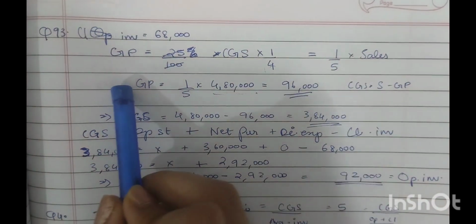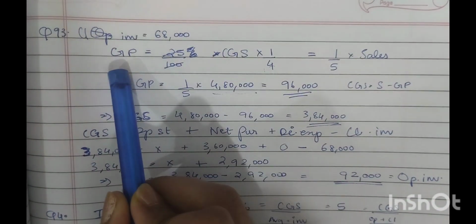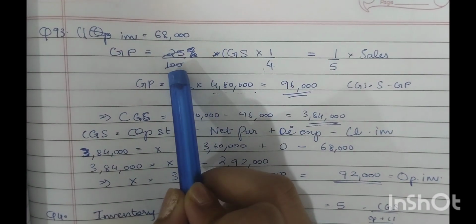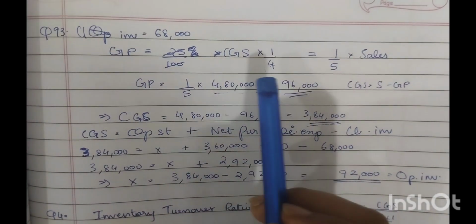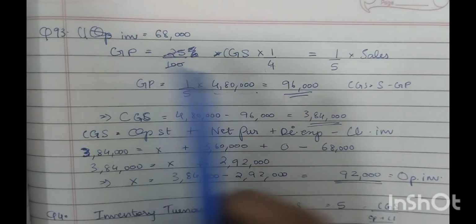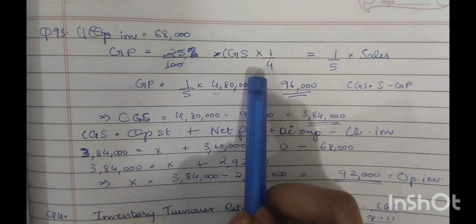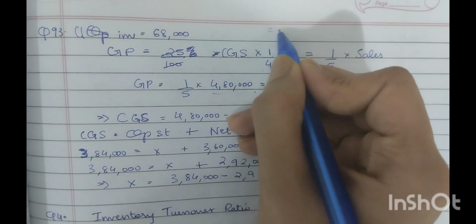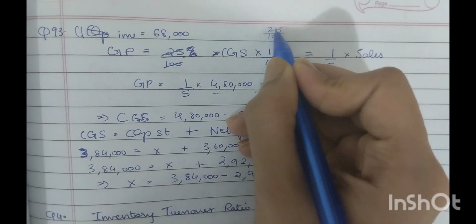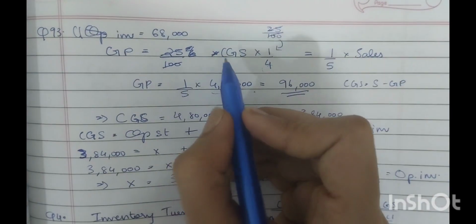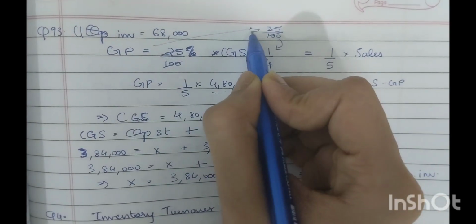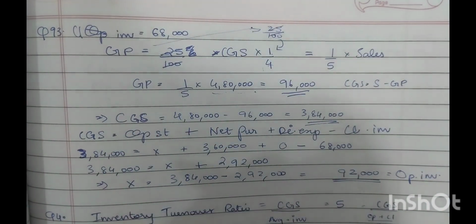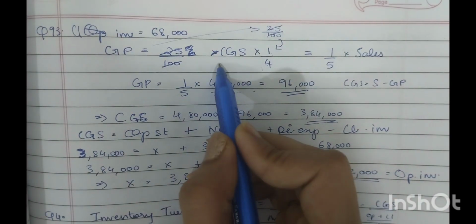So remember, we have that GP, our gross profit, or our profit, is 25%, that is 25 by 100, on cost. That is, cost is CGS. So in other words, we know that GP is equal to CGS into 1 by 4. 25 by 100 is equal to 1 by 4. So this GP, which is given to us as 25 by 100, is actually equal to 1 by 4. So 1 by 4 of CGS, or our cost that we had to incur on the goods sold, was the GP, or the profit.